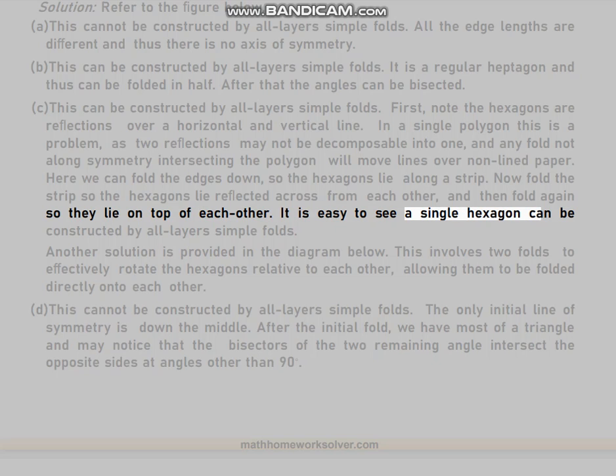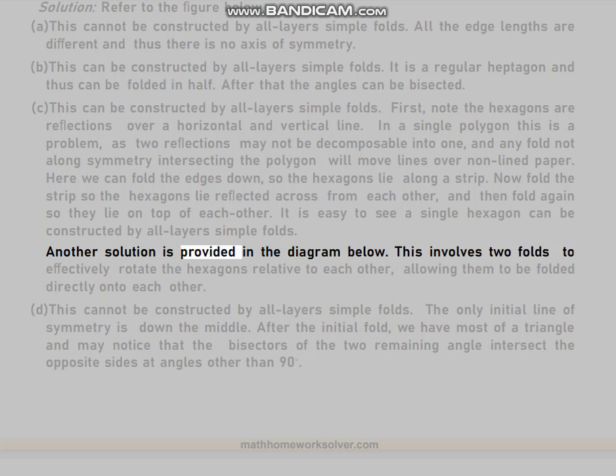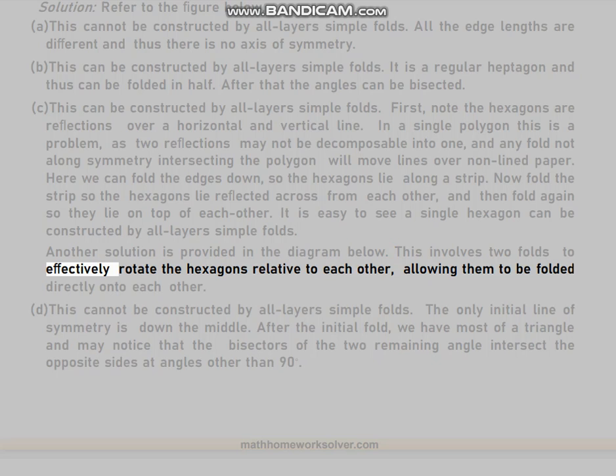It is easy to see a single hexagon can be constructed by all layers simple folds. Another solution is provided in the diagram below. This involves two folds to effectively rotate the hexagons relative to each other, allowing them to be folded directly onto each other.